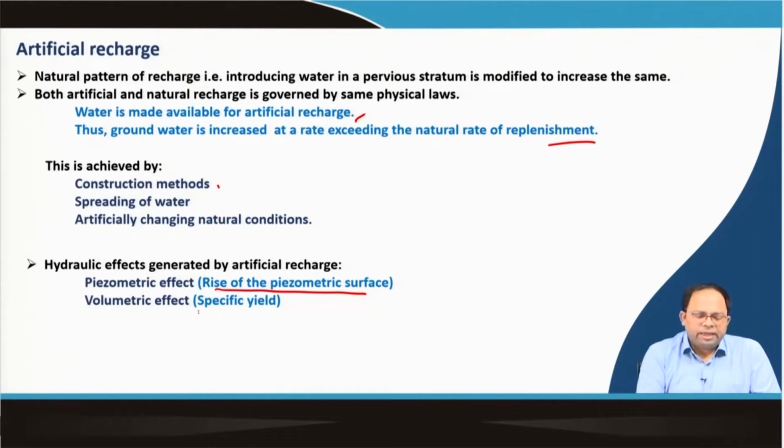That means we increase the specific yield of a particular aquifer. That means we put in groundwater at certain times of the year, and in other times of the year, we are able to take out that water for use. So groundwater is actually being stored. Instead of storing it in an open reservoir, we are storing it inside the ground. So there is a volumetric effect as well, which means the specific yield of that particular aquifer is what we are concerned with.